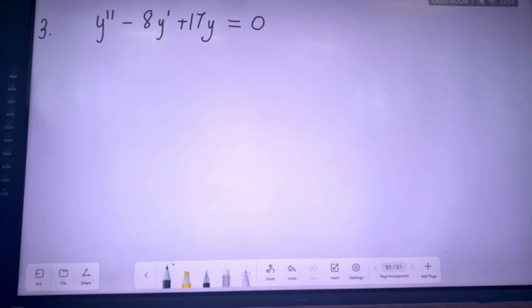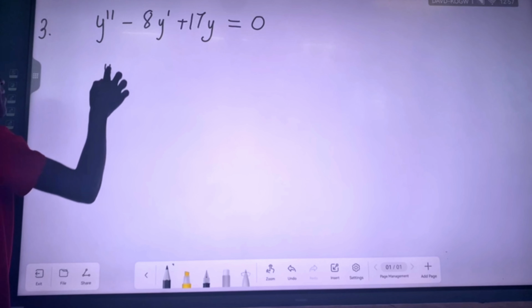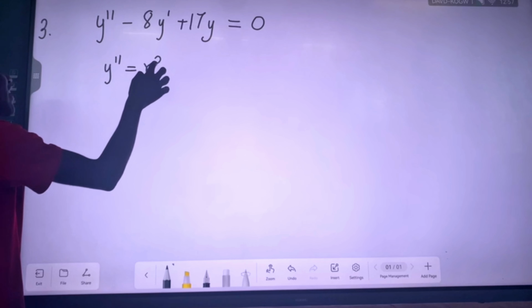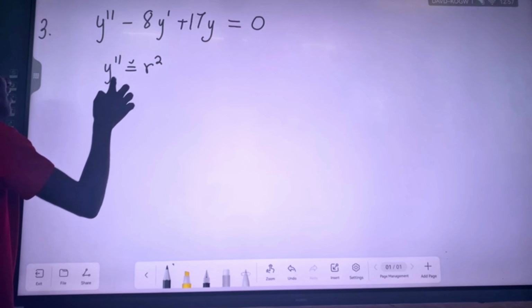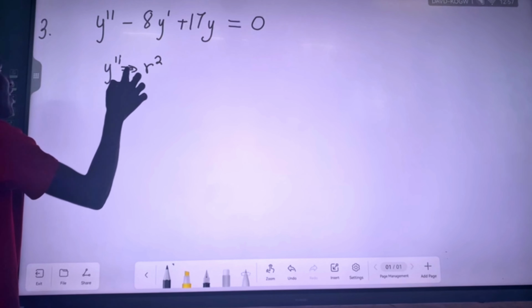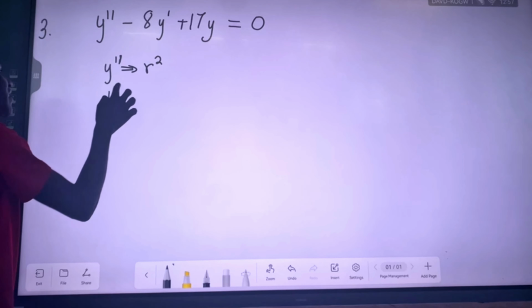Let's turn this into a characteristic equation. Remember, the second derivative is equivalent to r squared, the first derivative is r, and y implies 1. So if we substitute to find our characteristic equation, this is going to be r squared minus 8r plus 17 is equal to 0.